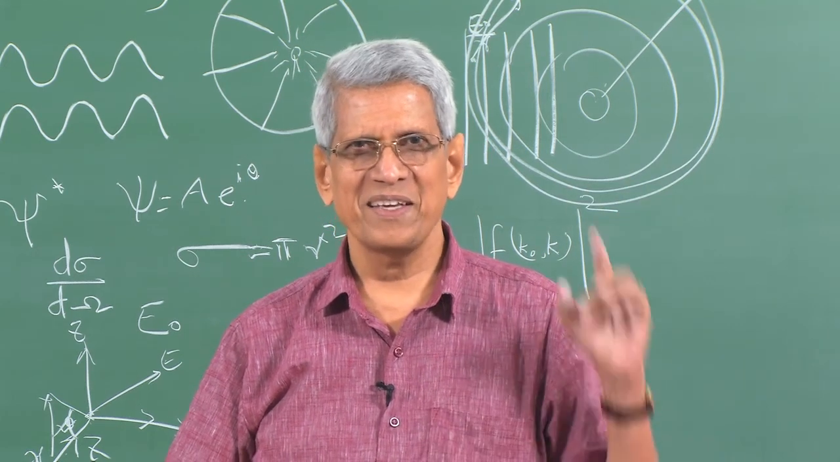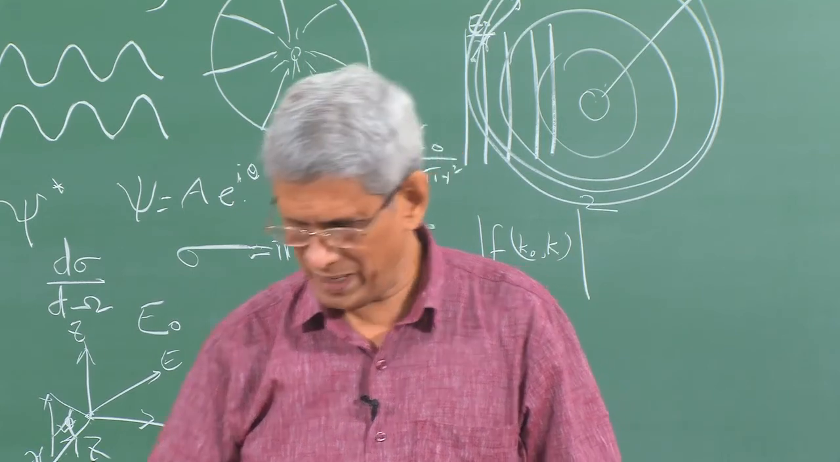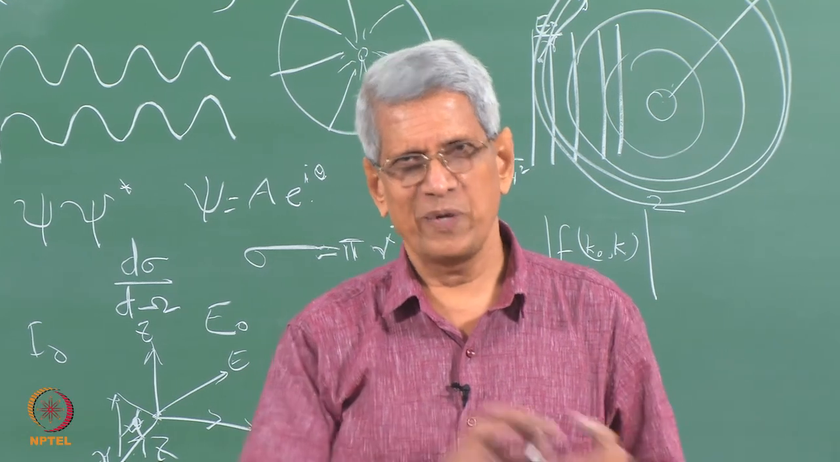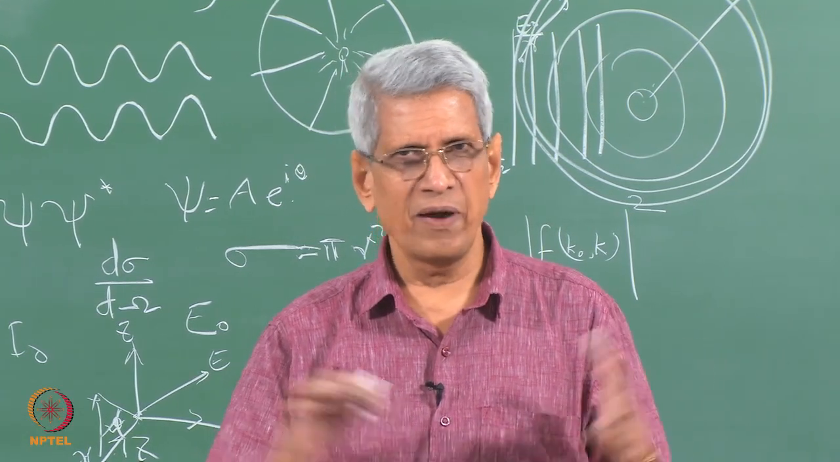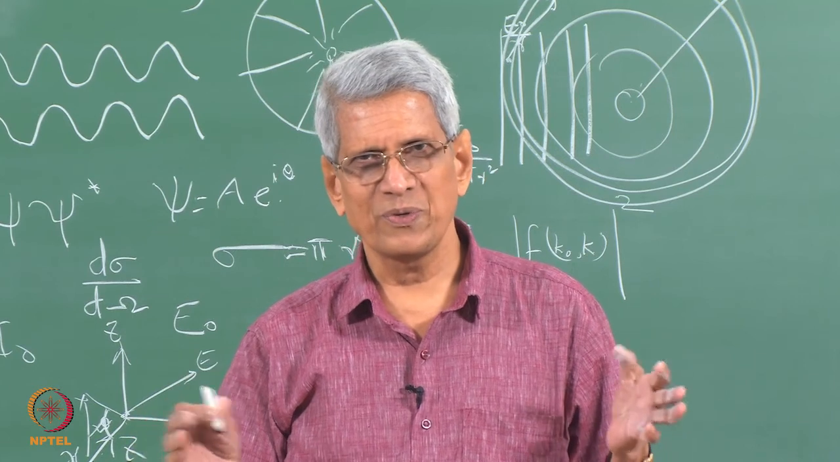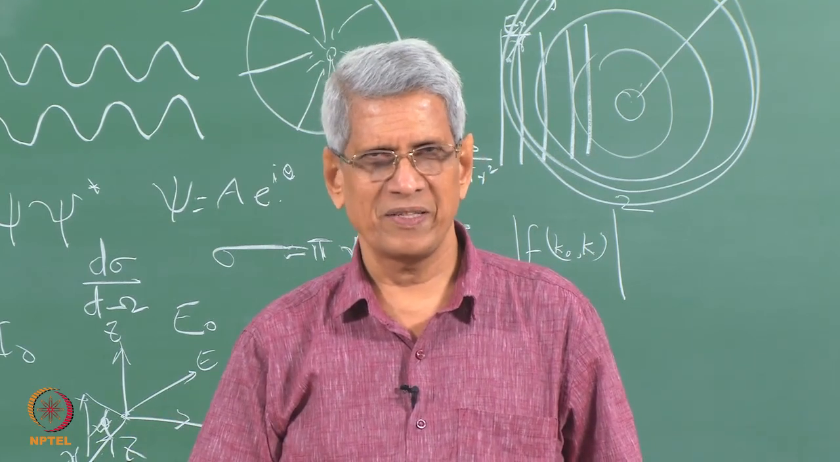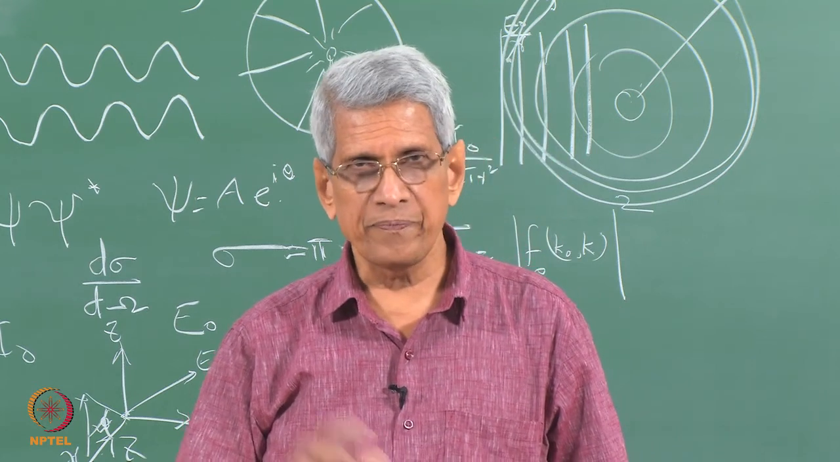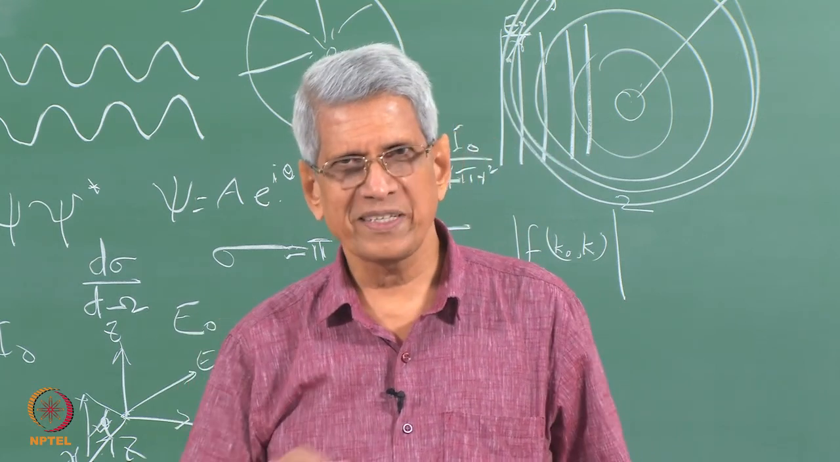So, the K is very small, okay, correct, the wavelength, and that is why we can make out these. And what happens in the case of neutrons? The neutron is interacting with the nucleus, okay. The wavelength of the neutron which we use could also be the same as that of the interatomic spacing. But what happens with respect to the size of the nucleus?